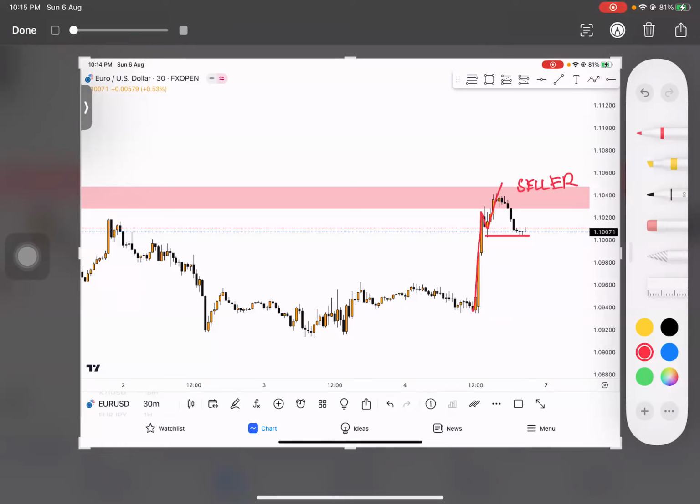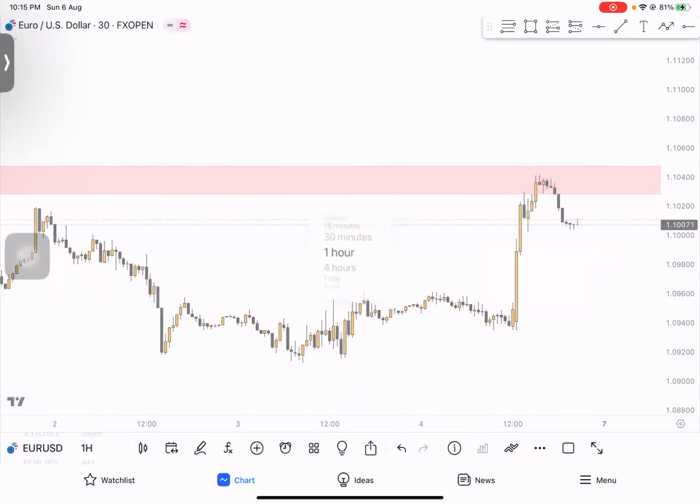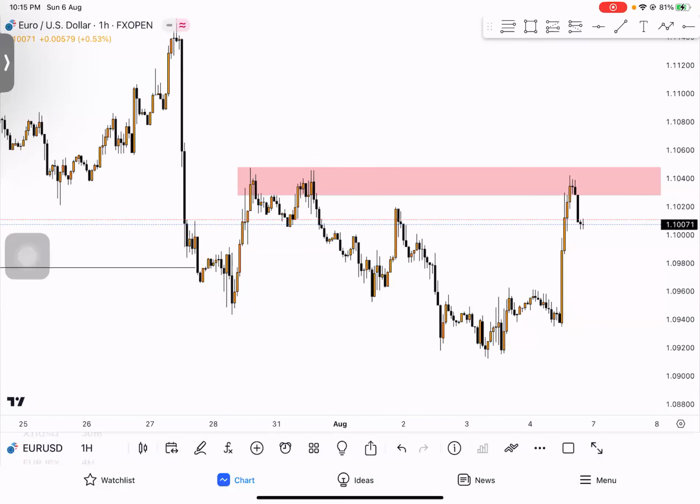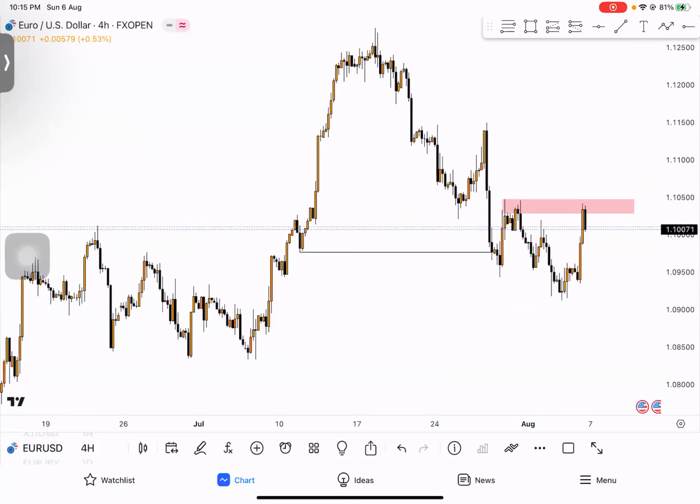You can wait to sell at the price 1.1150, this area. You can wait to sell.